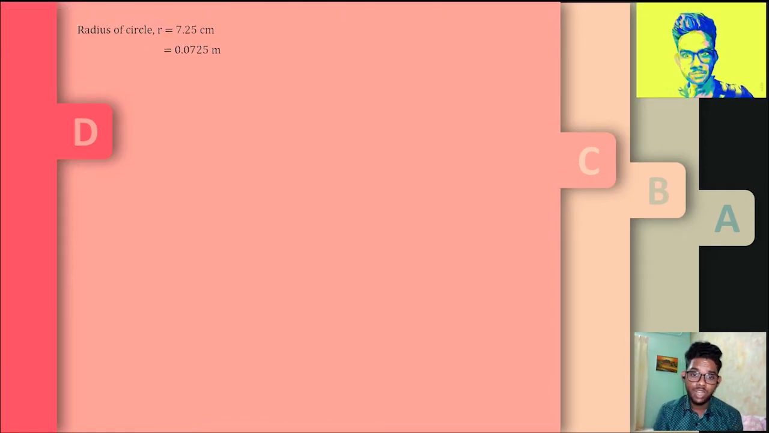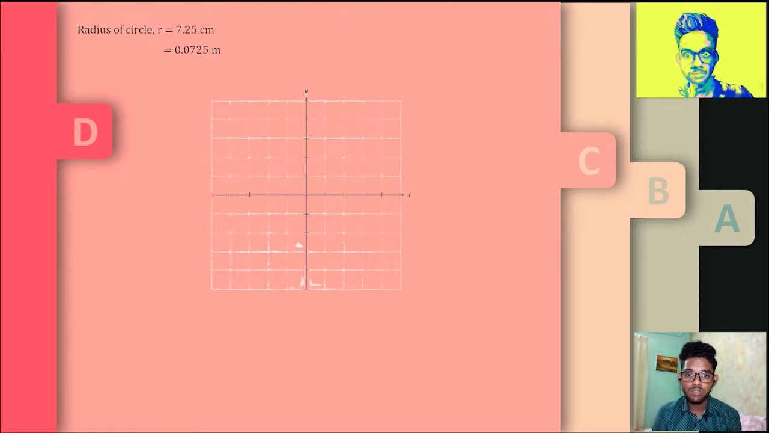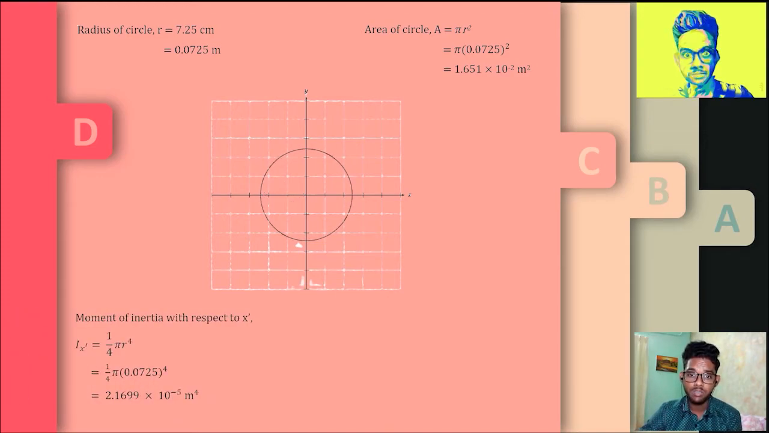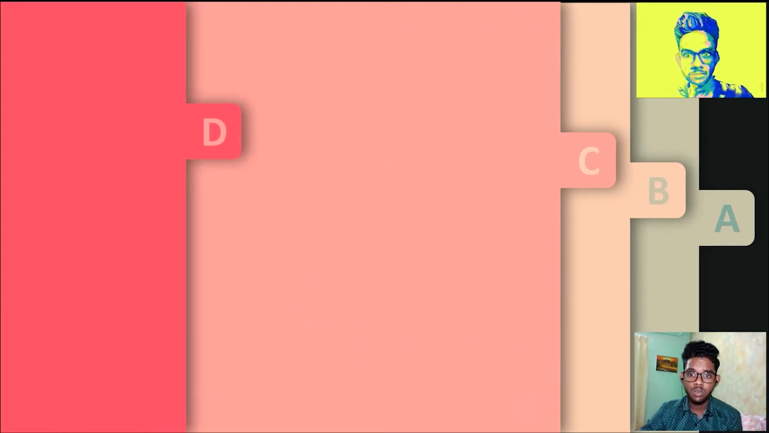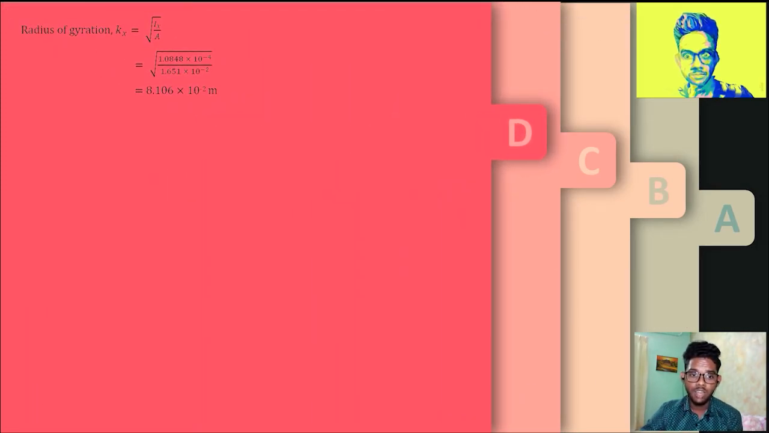Nice one. Let's move to the calculations now. Firstly, the radius of the circle is 7.25 cm. It will look like this, the axis, and its area is obtained from pi r squared. Later, find the moment of inertia with respect to the x prime axis at the center of the circle as shown using the given formula. Then we shift it to the actual x-axis above using the given formula as well, where d is the change in distance, which in this case is the radius. Then we could find the radius of gyration with the information obtained and also the centroidal polar moment of inertia.